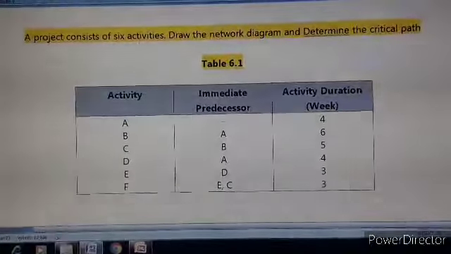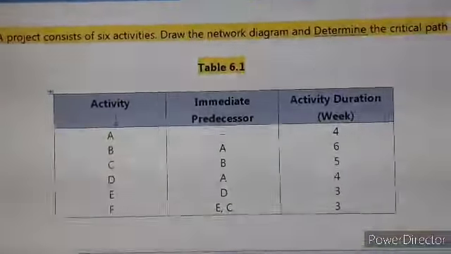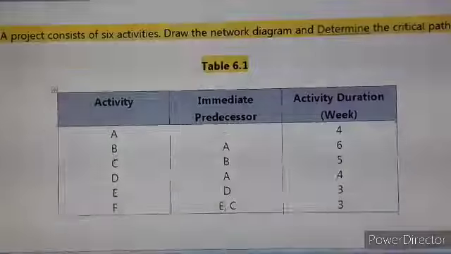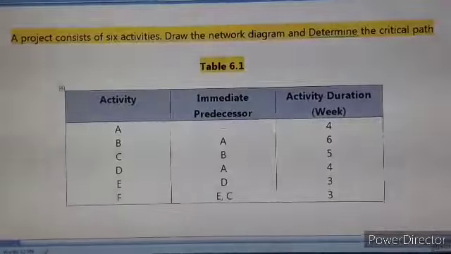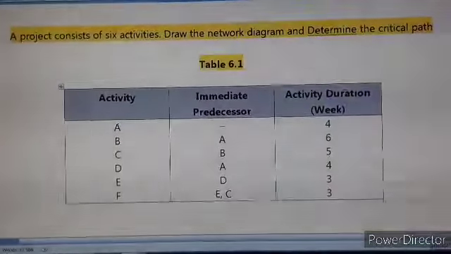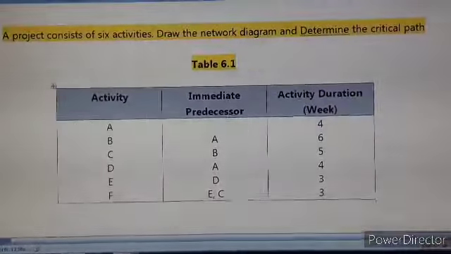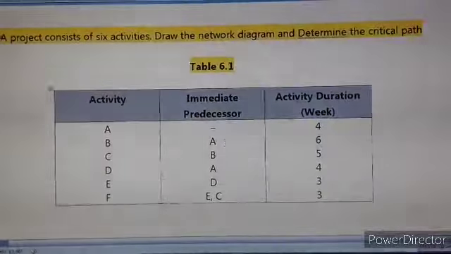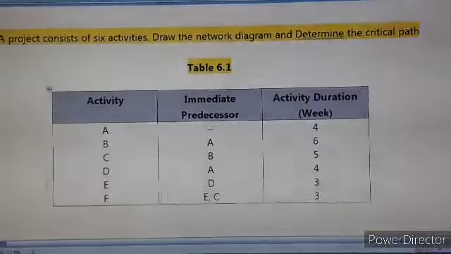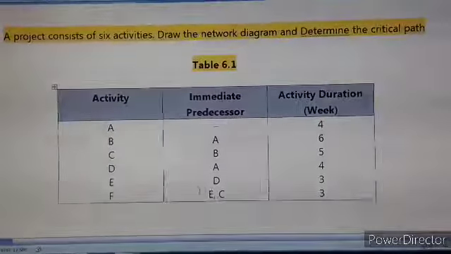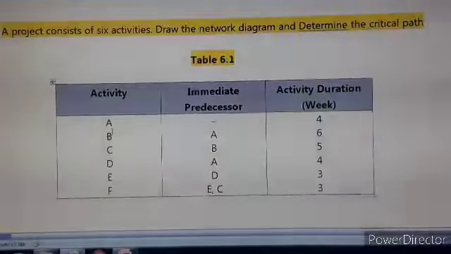So this is the same numerical and this is the data given with respect to this statement. There are 6 activities, that is activity A, B, C, D, E, F. Again, these are the pre-activities and their duration in weeks, that is 4, 6, 5, 4, 3, 3. For A there is no pre-activity, for B A is the pre-activity, for C B is the pre-activity, for D A is the pre-activity, for E D is the pre-activity, for F E and C are the pre-activities. Now we have to start with this data of the numerical.